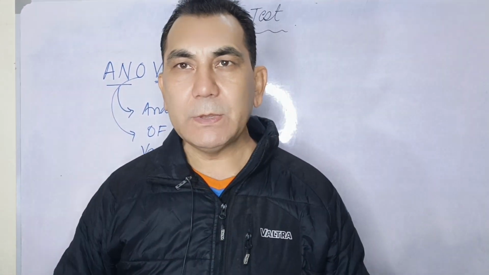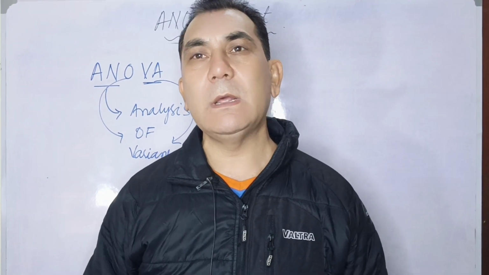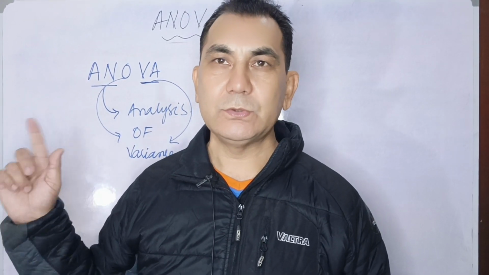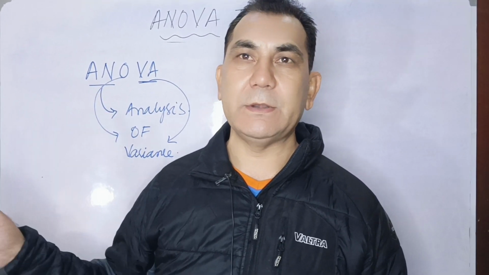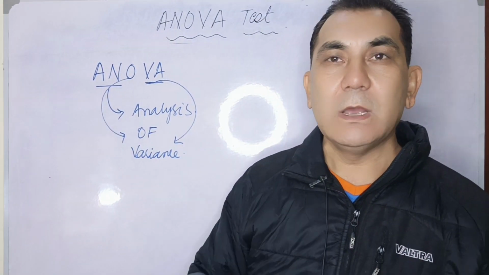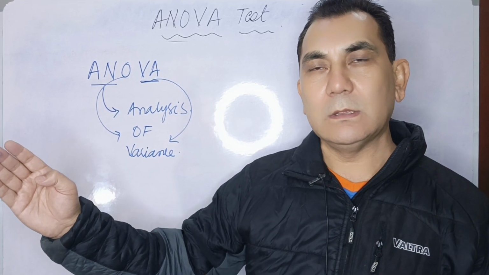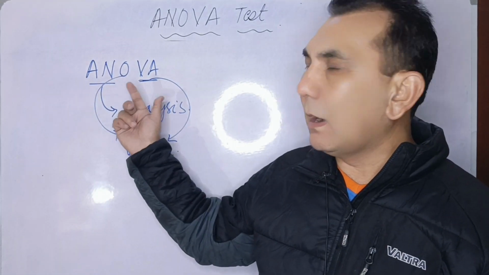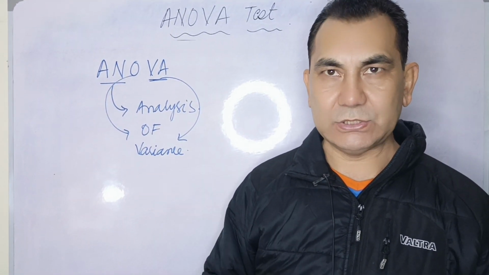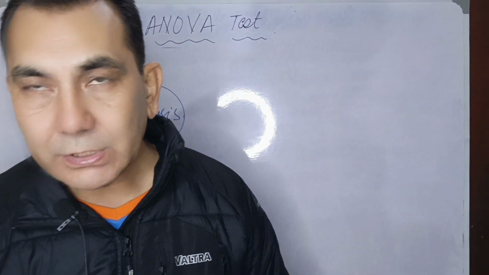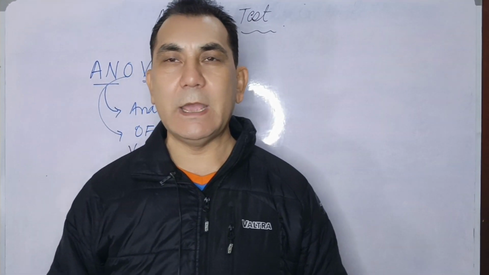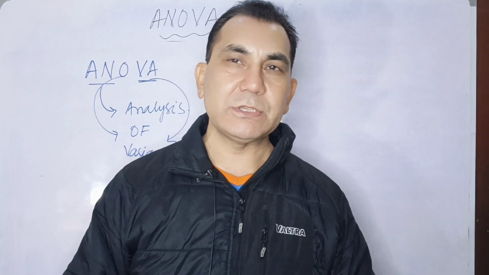If we compare two sample means, then we apply the t-test, the two independent t-test or the two dependent t-test. But if we measure or compare more than two sample means, then we apply the ANOVA test. Let's clear your concept with the thematic structure of ANOVA.